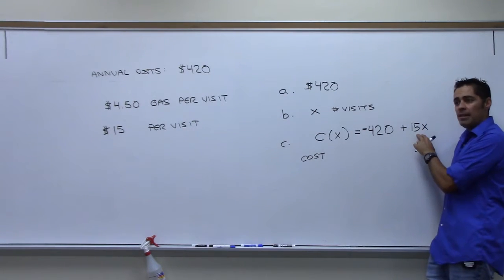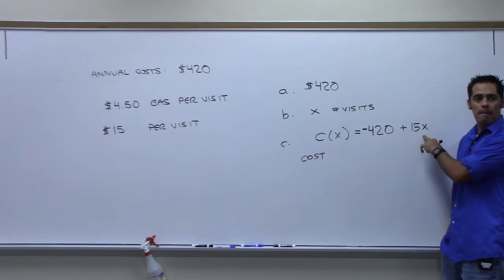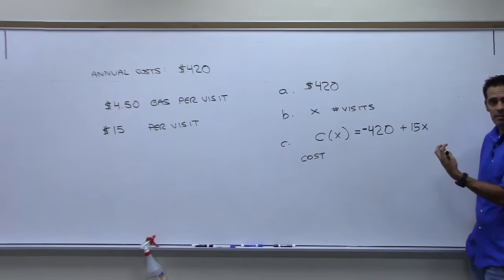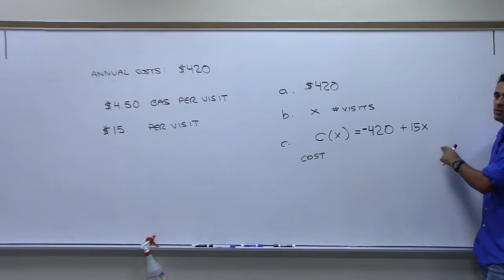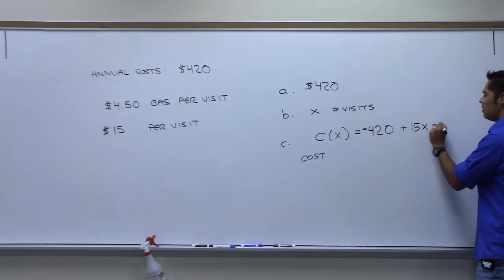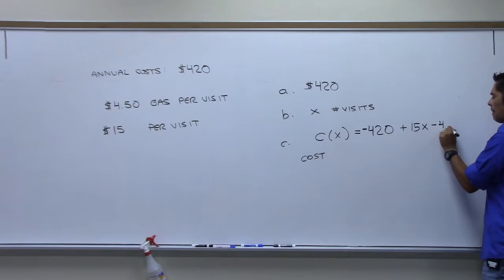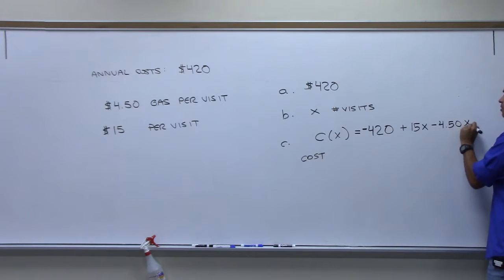And then the 15 is income or expense? It's income, right? Money coming in, so it's a plus. And then what about the 4.50 in gas? It's going out, so minus 4.50 per visit, so times x.